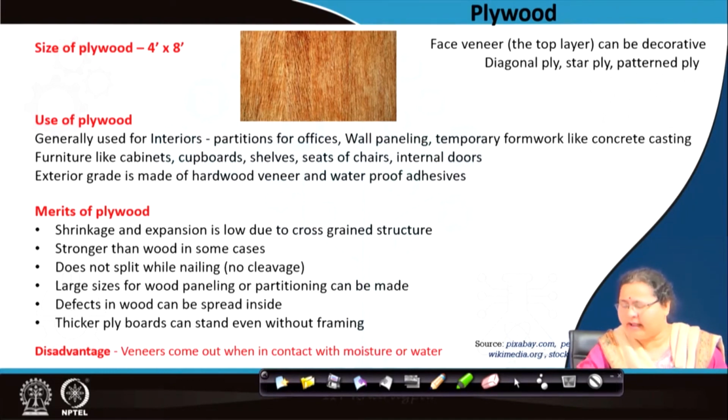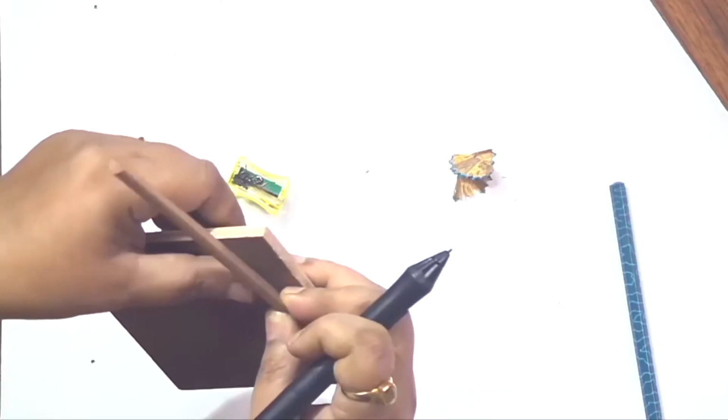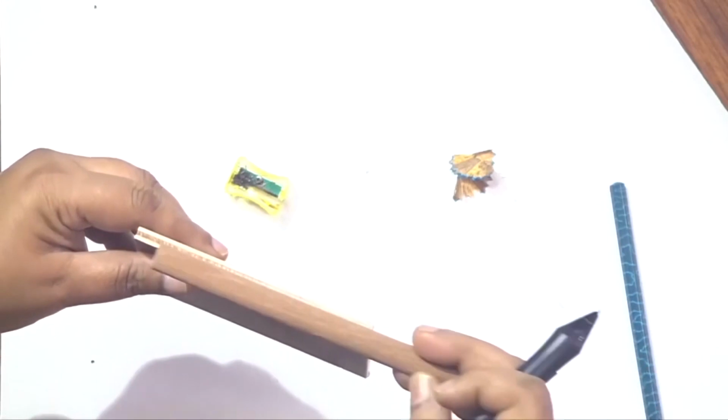Now, how do we allow the edges to remain better? You can actually seal this edge, what you see, with the help of a lipping.